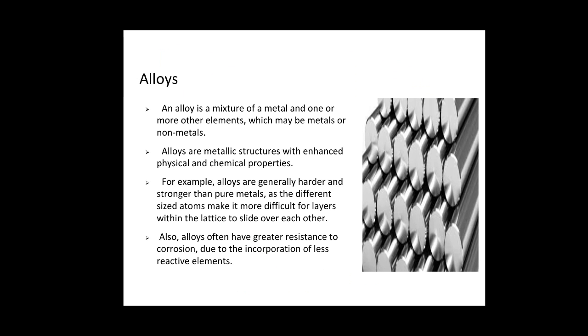Alloys are generally harder and stronger than pure metal, as the different size atoms make it more difficult for the layers within the lattice to slide over each other. Therefore, alloys are tougher as well as harder. Alloys have a higher resistance to corrosion due to the incorporation of less active elements. Examples of alloys are stainless steel, which you use in your household, brass, bronze, and duralumin.